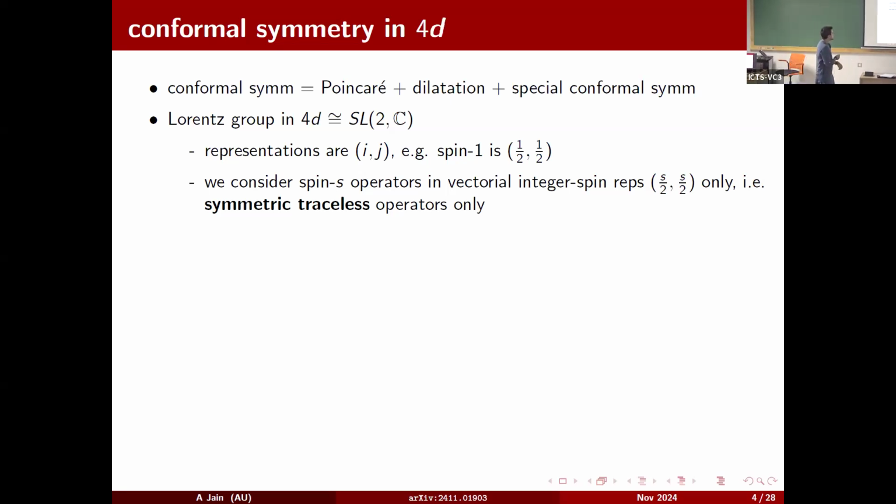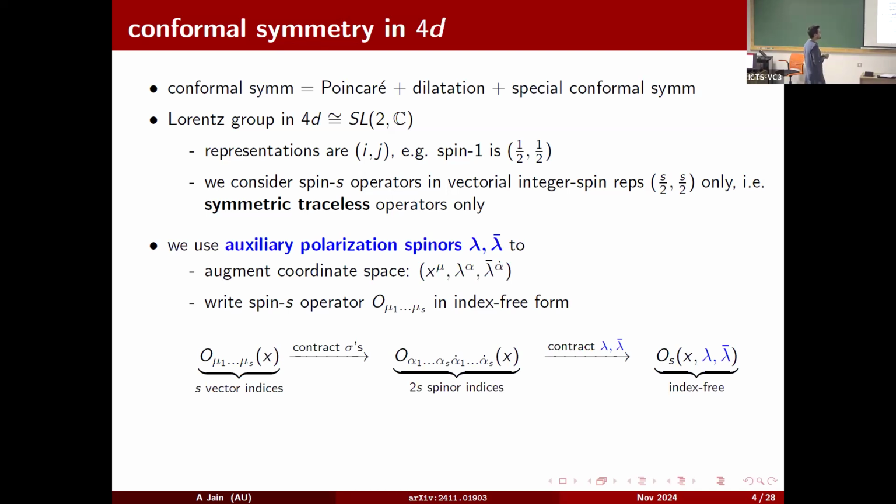Now we use polarization spinors. These are used twice. Once they are used to augment the coordinate space. The coordinate space in 4D is x mu, and now we also include lambdas and lambda bars. There are lambda and lambda bar because of the SL2R structure in SL2C. And we now use these lambdas and lambda bars to write a general spin-S operator in an index-free form. How do we do that?